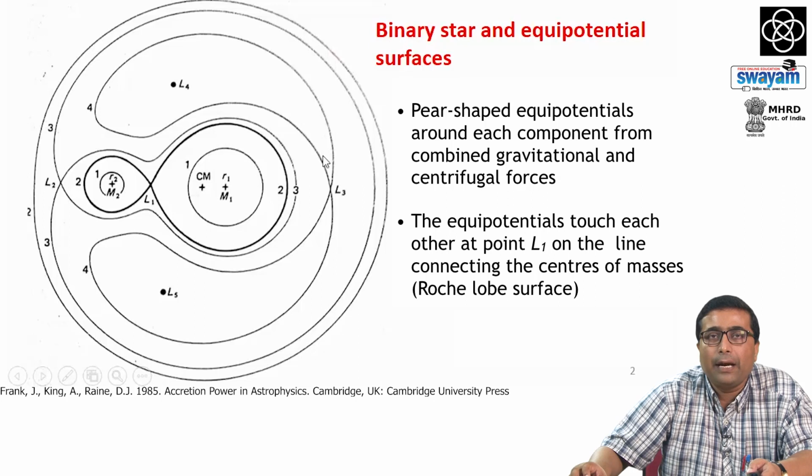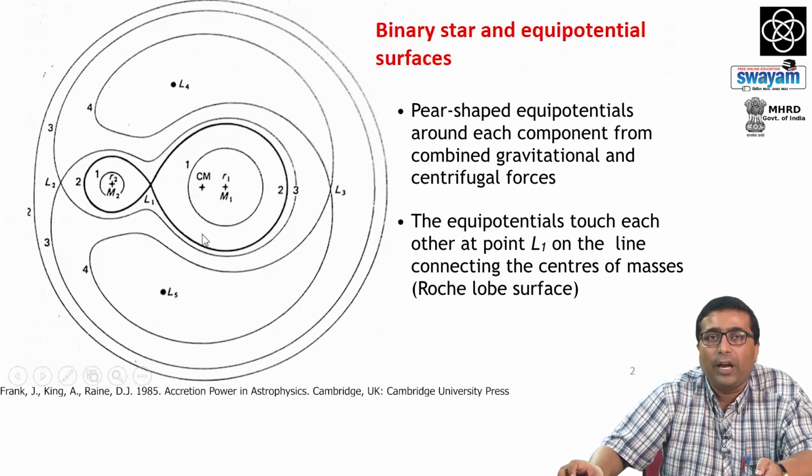In a coordinate system co-rotating with the binary, there is a pear shaped equipotential surface around each component like this, and this is due to the combination of gravitational and centrifugal forces. Going outwards from the two mass centers, at a certain value of potential, these two surfaces touch each other at the first Lagrangian point L1, located on the connecting line of the centers of the two components as shown here.